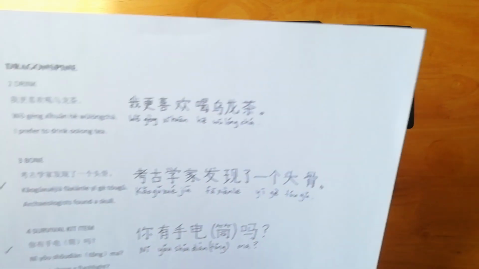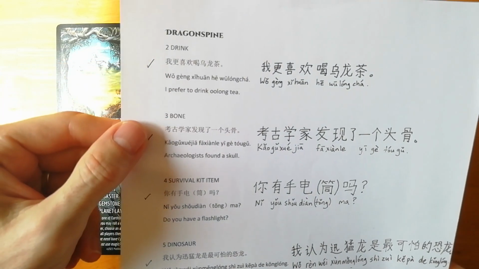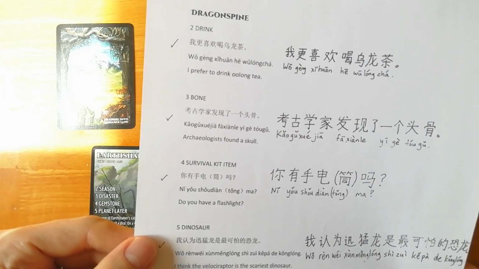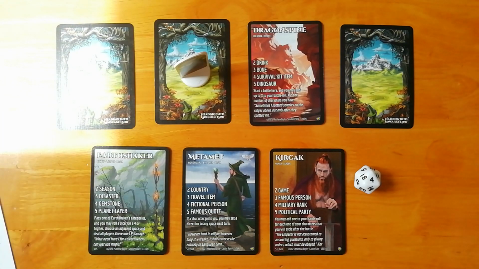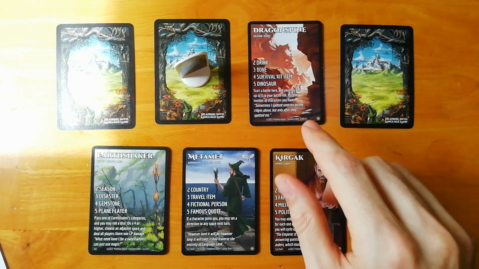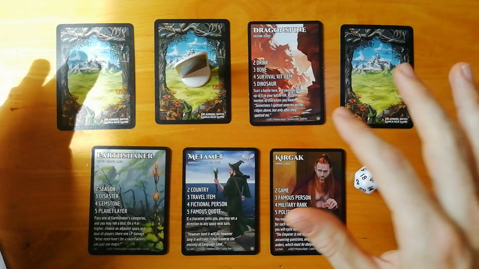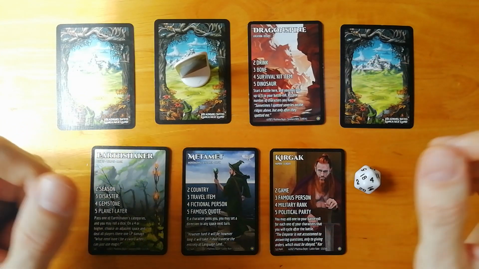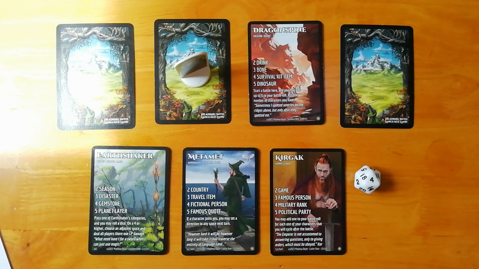And I would speak about drinks, bones, survival kit items, and dinosaurs. I should mention what I was just alluding to a moment ago about the special rules: every card in this game has a special rule text or a special power text. And you can just totally ignore those if you want to keep the game breathtakingly simple and just focus on speaking about different topics. That's perfectly fine.